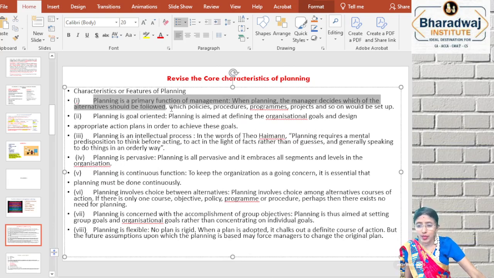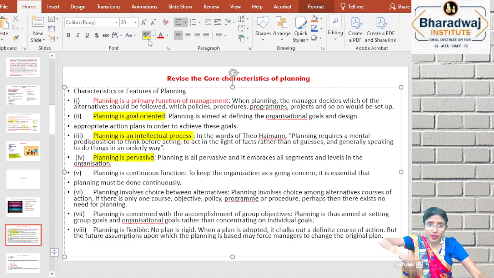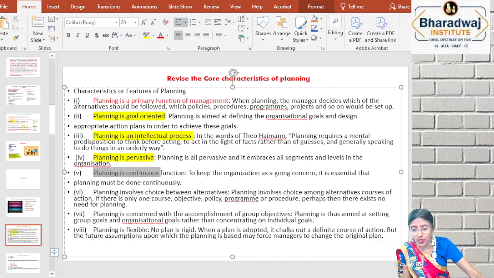Planning is a primary function of management. I'll at least highlight for you. Planning is goal oriented. Planning is an intellectual process. Repeated question: planning is pervasive. In the class, I told you the meaning of pervasive: everywhere, covering all parts of the organization, at all levels. Planning is a continuous process.